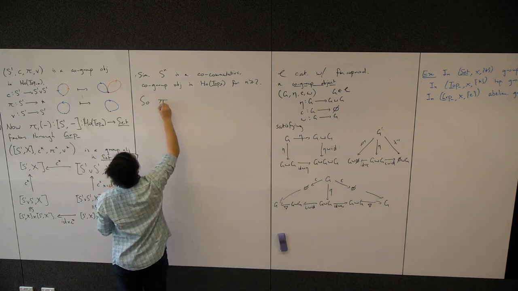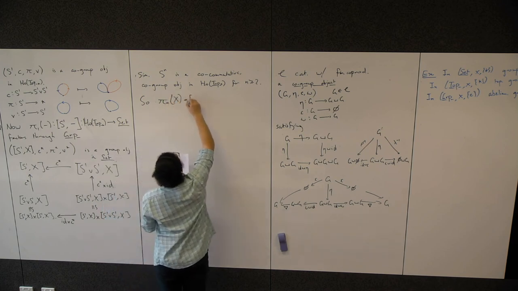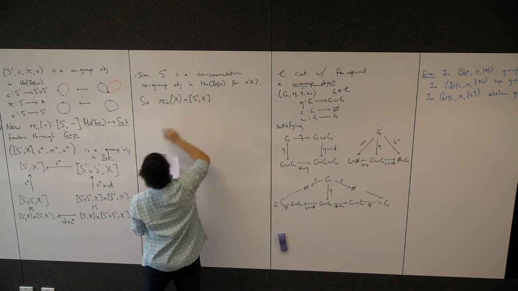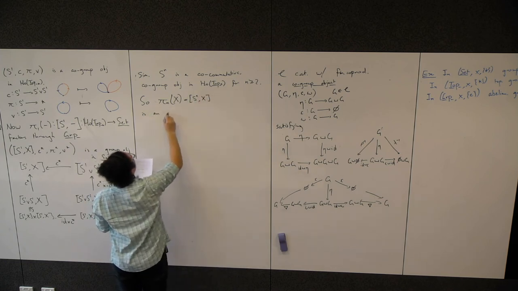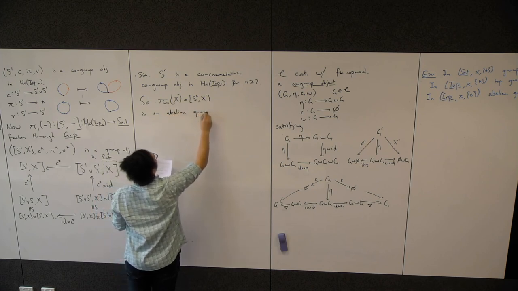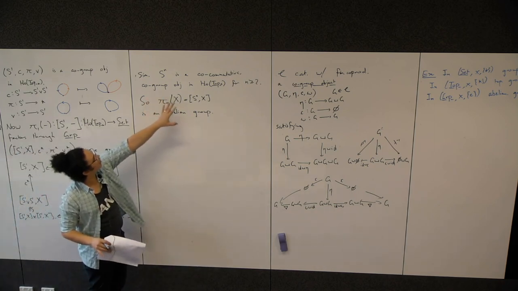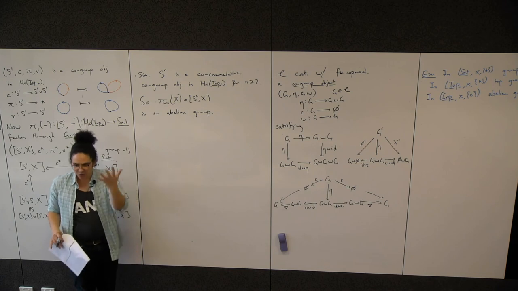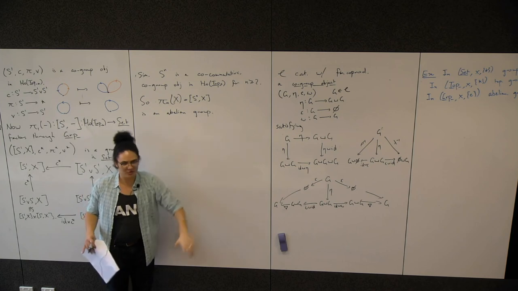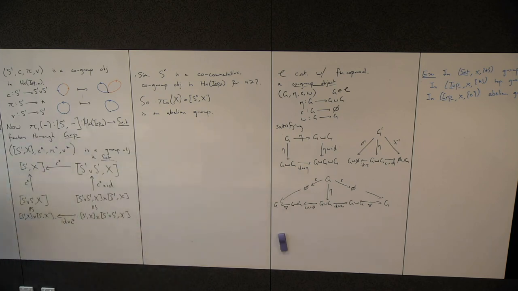So pi n of X, which is homotopy classes of maps from Sn into X, is an abelian group. Again, you can take the diagrams that you have from this being a co-commutative cogroup object, and you dualize them to show that this thing is a commutative group object in the category of sets, and so is a commutative group. All right, and that's everything I had to say today.